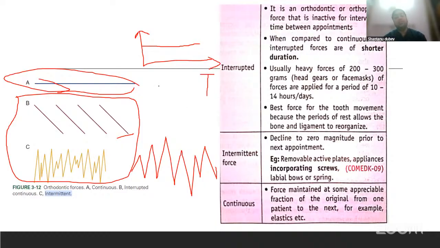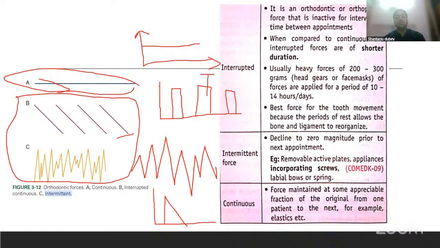So in some books, and in some questions also, you'll see a graph instead of these lines. The graph would be something like this: constant force 0, constant force 0, constant force 0. Or something like this.